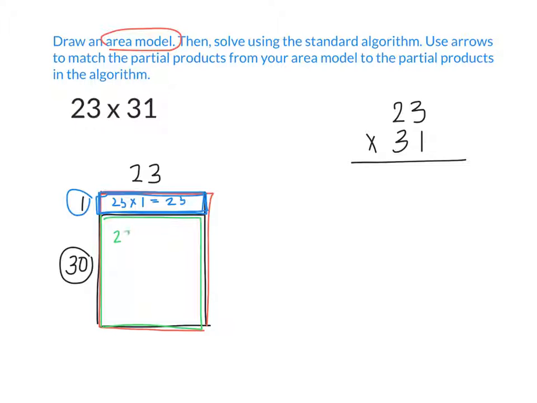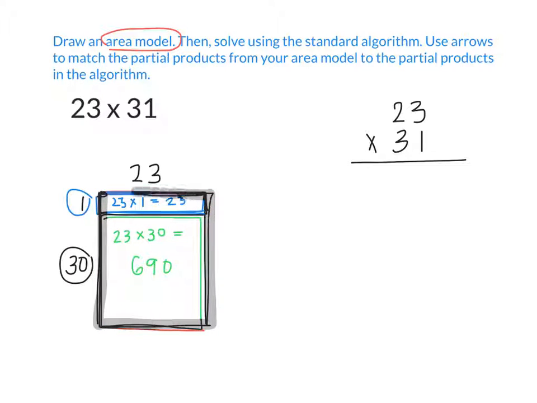How do I find the area of the green part down below? I have to do 23 times 30. I can do that in my head, sort of, because I know that 23 times 3 is 69. So what's 23 times 30? 690. So if I know that the area of the blue part, the top part, is 23, and the area of the green part is 690, how do I find the area of the entire rectangle?